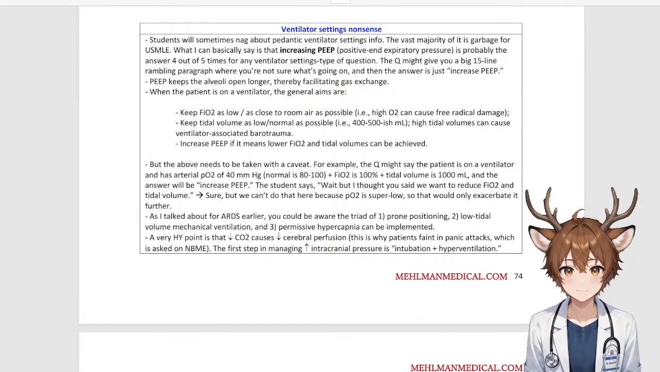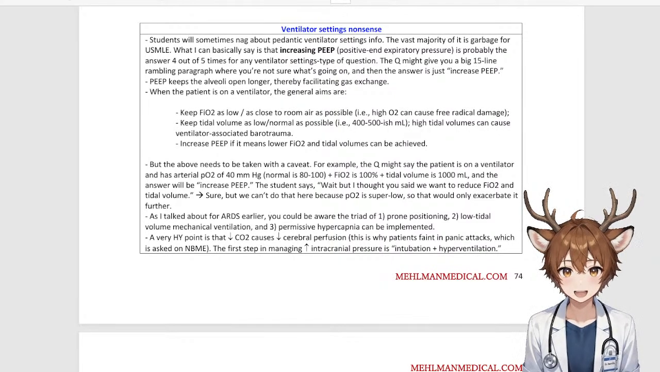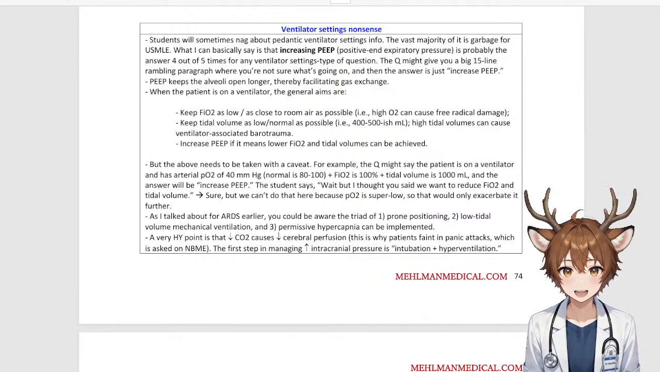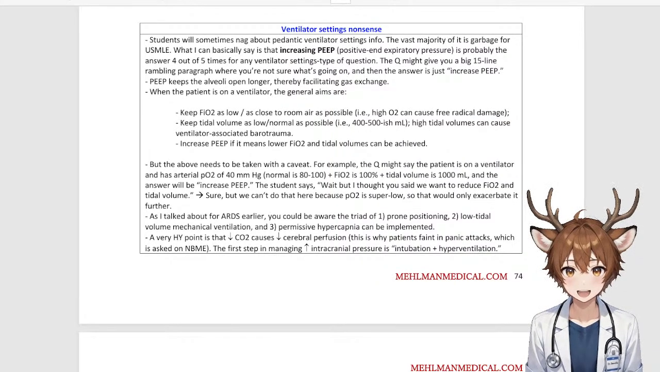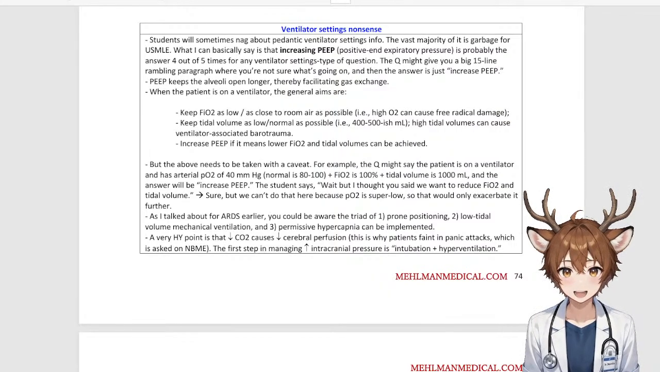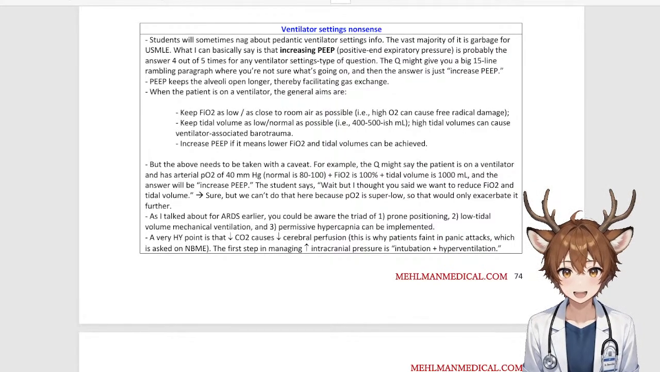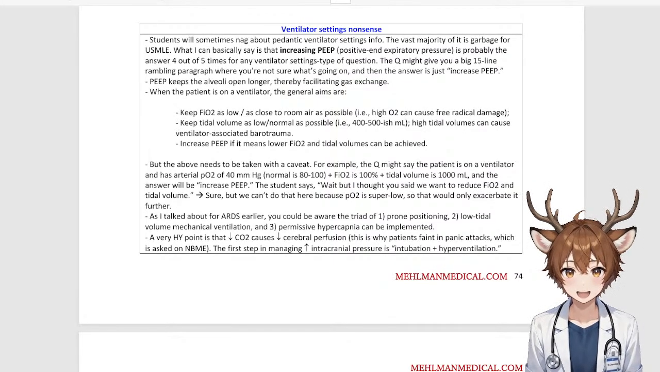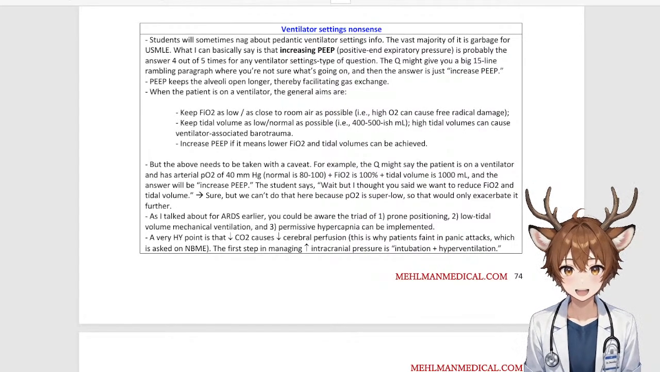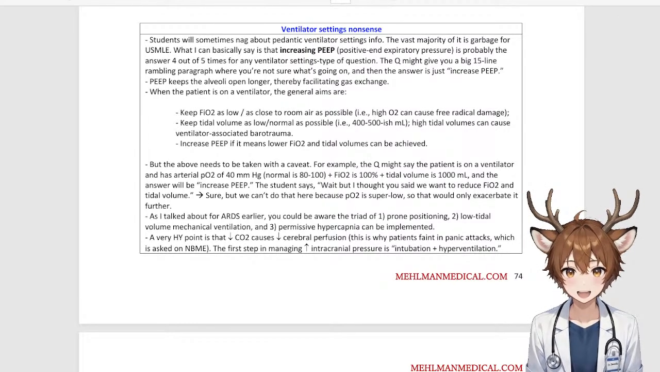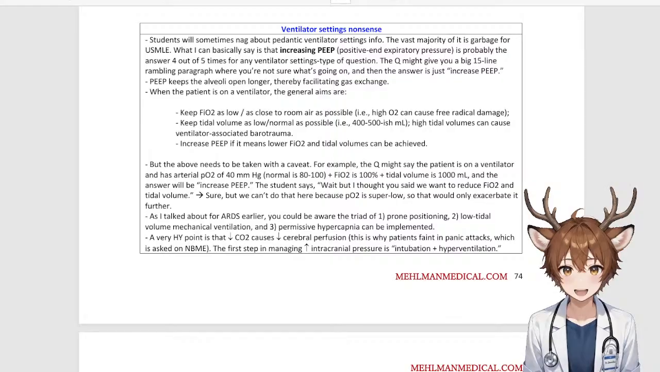For example, the question might say that the patient is on a ventilator and has an arterial PO2 of 40 mmHg, normal is 80 to 100, plus FiO2 is 100%, plus tidal volume is 1,000 milliliters, and the answer will be increased PEEP. The students say, wait, but I thought you said we want to reduce FiO2 and tidal volume. Sure, but we can't do that here because the PO2 is super low, so we could only exacerbate it further.